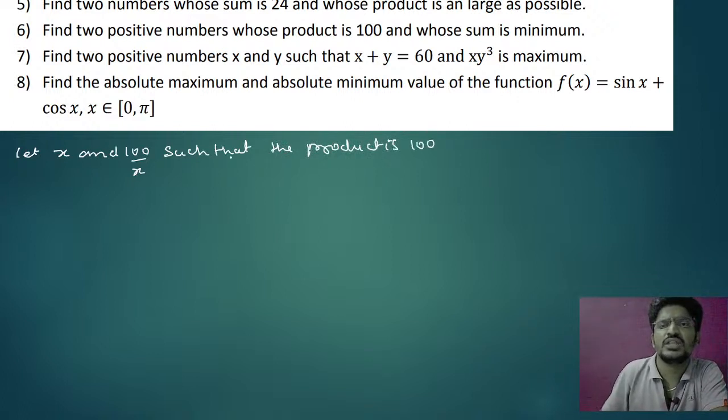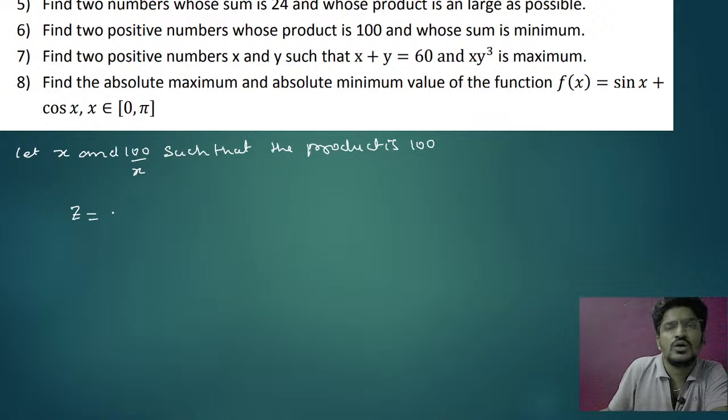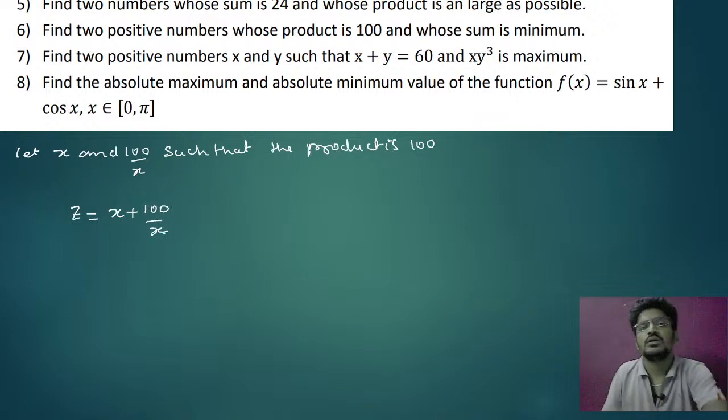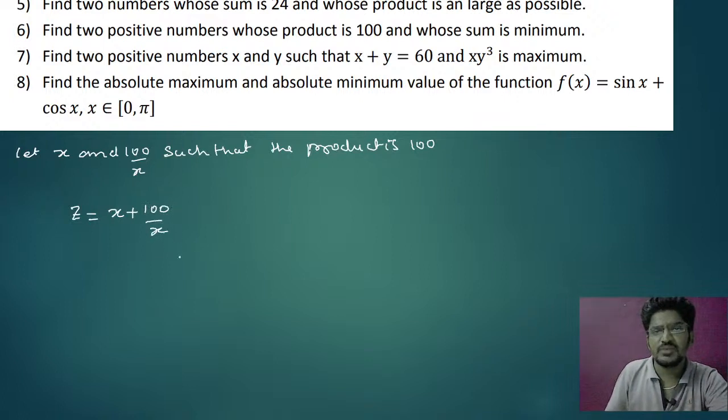And next they have given that the sum is minimum. You can just see z will be equal to the expression whose sum is minimum. That means x plus 100 by x. And the product of the two numbers is 100, whose sum is minimum. That means x plus 100 by x, that is the sum is minimum.